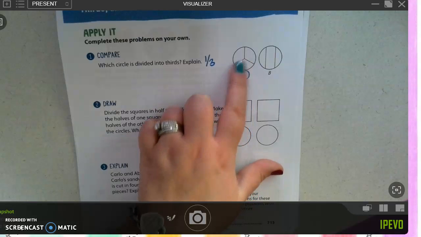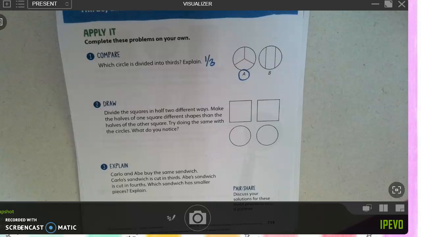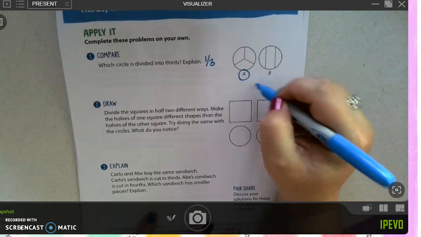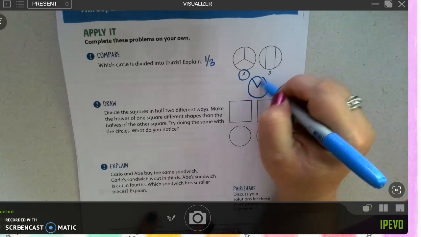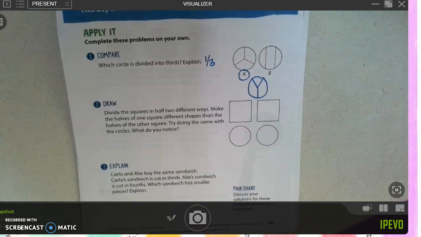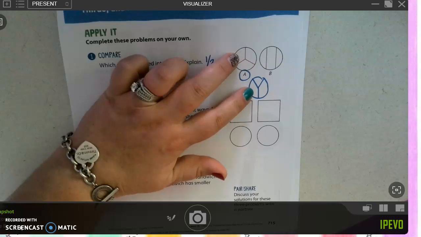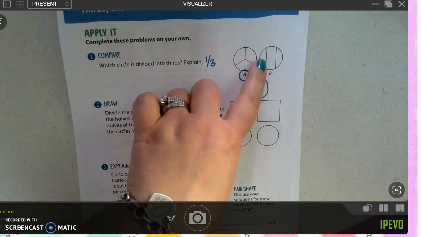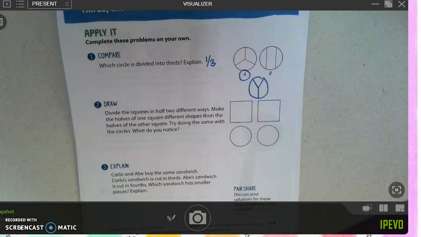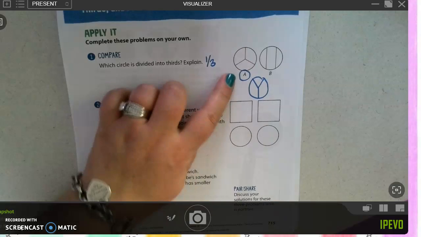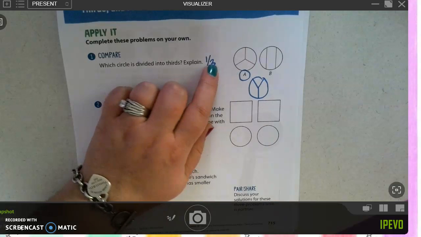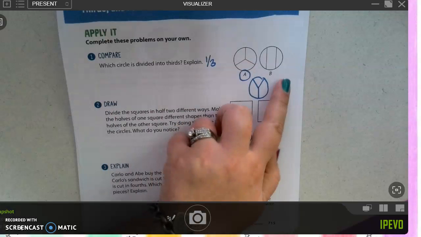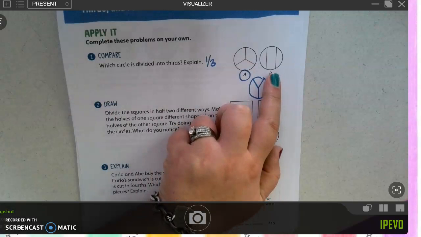So your cross can go down like a peace sign, or it can go up like a Y, and that's not in equal parts. That part is too small. But these are the 2 ways to divide a circle into thirds, with equal parts, not with straight lines. We cannot do thirds for a circle with straight lines. So circle A is the circle that is divided into thirds because the parts are equal. The parts in circle B are not equal.